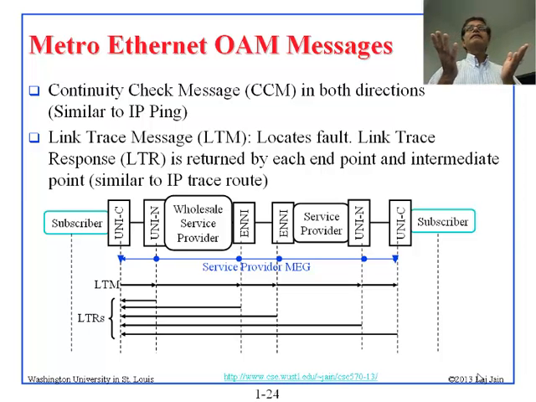Everybody knows ping, right? So this is CCM, which is at the layer below. The second thing is link trace message, which is nothing but your IP traceroute. Some of you have sent a traceroute. When something is not working, you send a traceroute, and every router along the way sends you back a reply saying, okay, I got it, and you can figure out where the packet is going. Similar concept when you do it at the Ethernet level without using any IP.